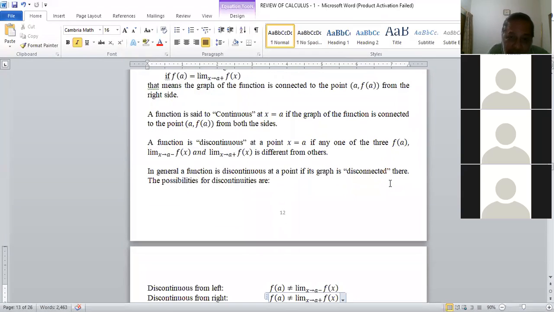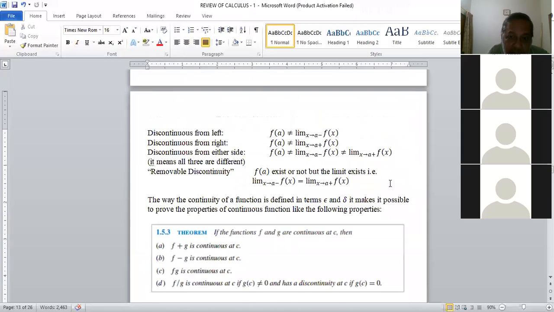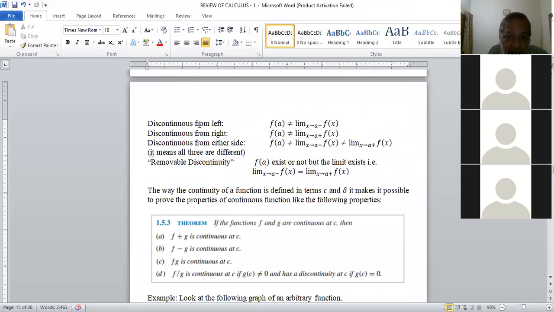What are the possibilities? Discontinuous from left: value of the function is not equal to left hand limit. Discontinuous from right: value of the function is not equal to the right hand limit. Discontinuity from either side: the value of the function is equal to neither the left limit nor the right limit. It means all three are different.